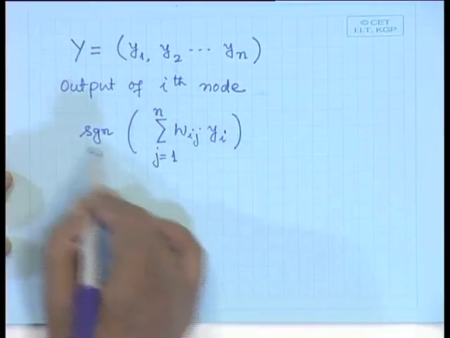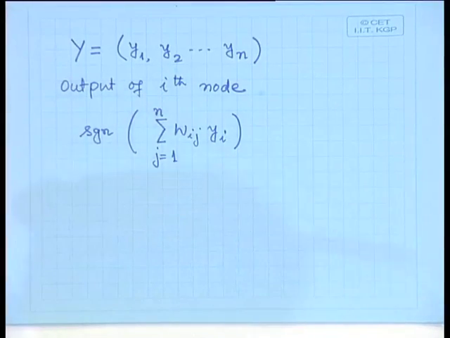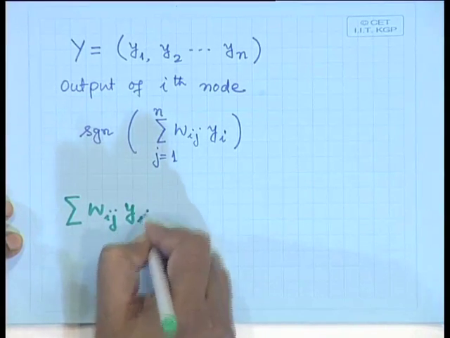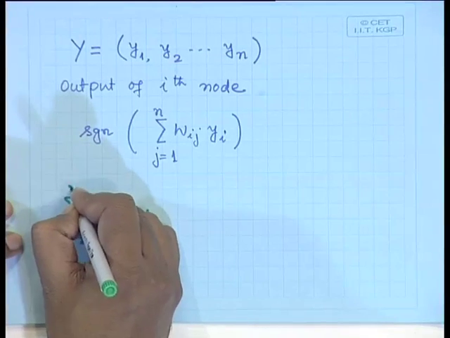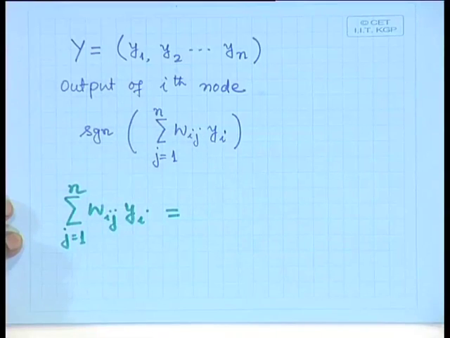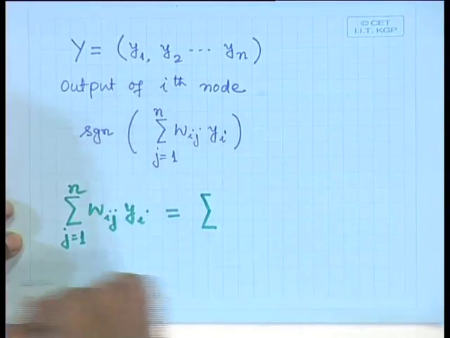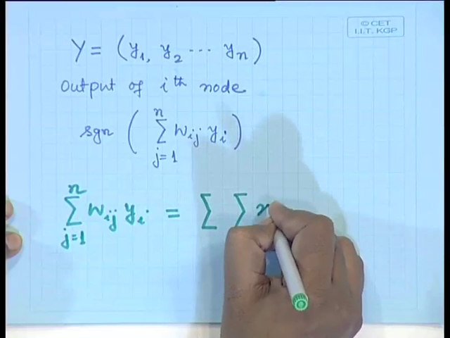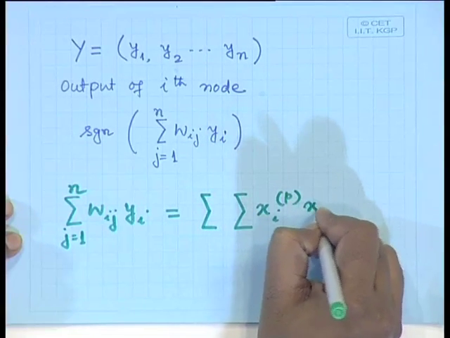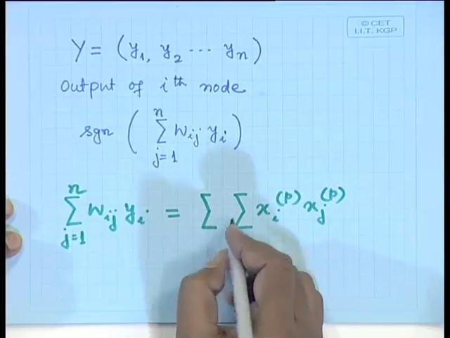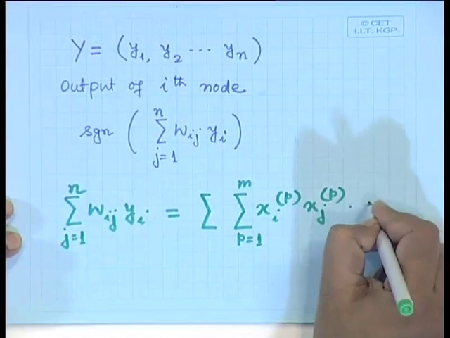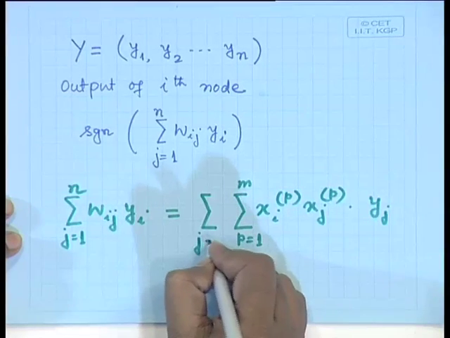So, if you analyze this term, that is the summation of wij into yj, where j varies from 1 to n, this will simply be the sum of, what is this wij? Wij is the sum of xi^p into xj^p, where p varies from 1 to m, if I have m number of patterns, this times yj, where j varies from 1 to n.